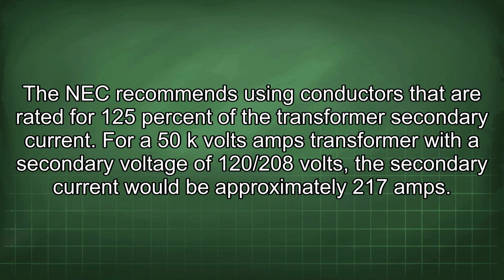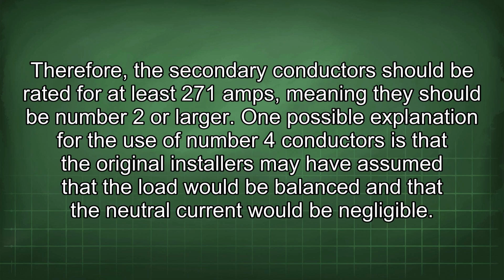For a 50 kV transformer with a secondary voltage of 120/208 volts, the secondary current would be approximately 217 amps. Therefore, the secondary conductors should be rated for at least 271 amps, meaning they should be number 2 or larger.